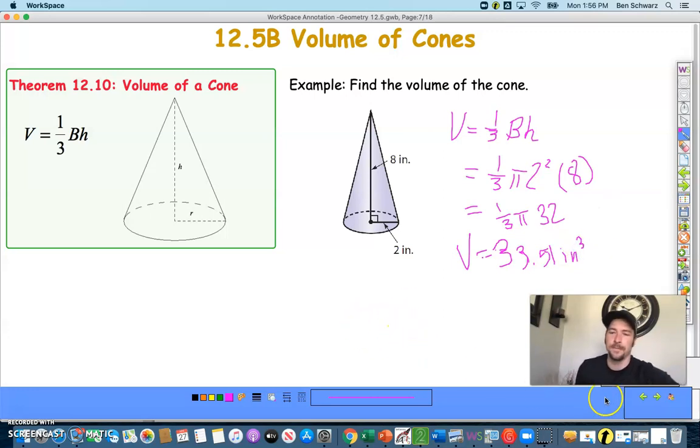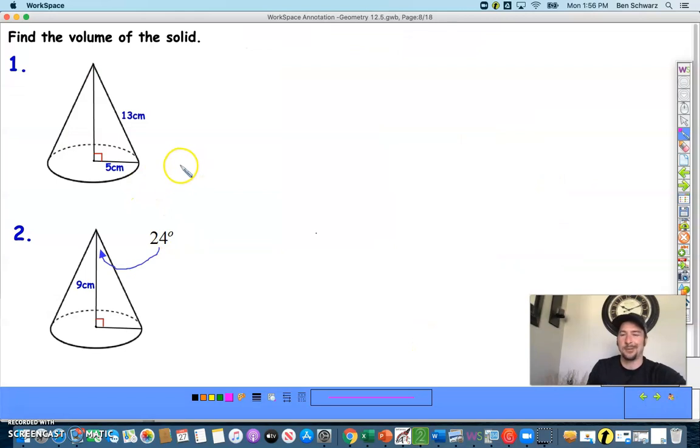So pretty simple there. Obviously, I can't give everything that simple, right? I'm going to make you do a little extra work. So here, finding volume, still in cones. Again, we're focusing in on that 1/3 area of the base times the height. So here, our volume is going to be 1/3 area of the base. Well, our radius is 5, so pi 5 squared.